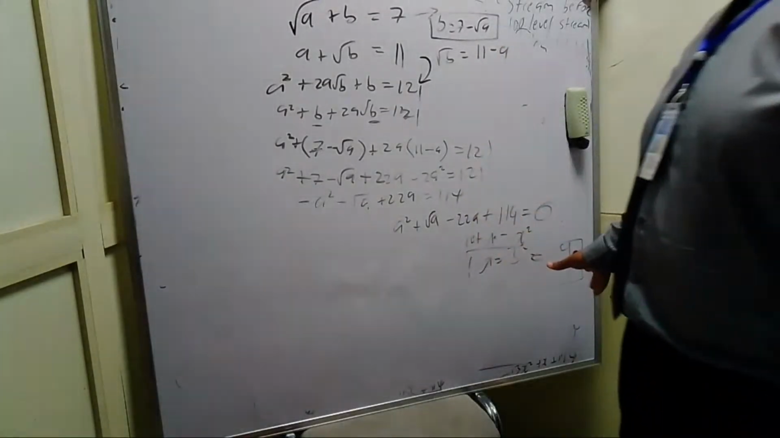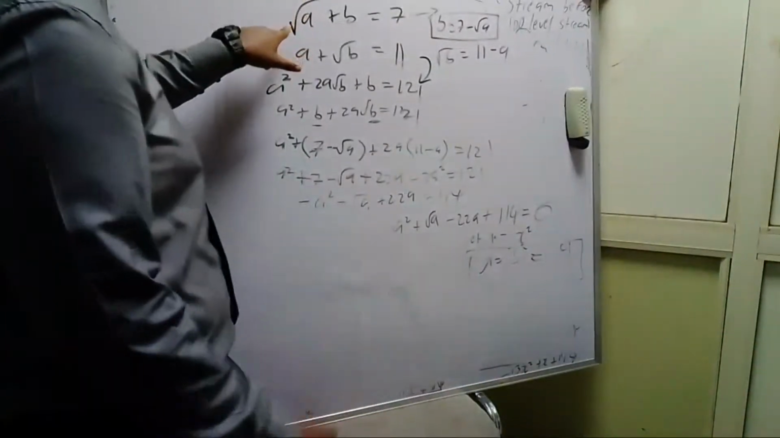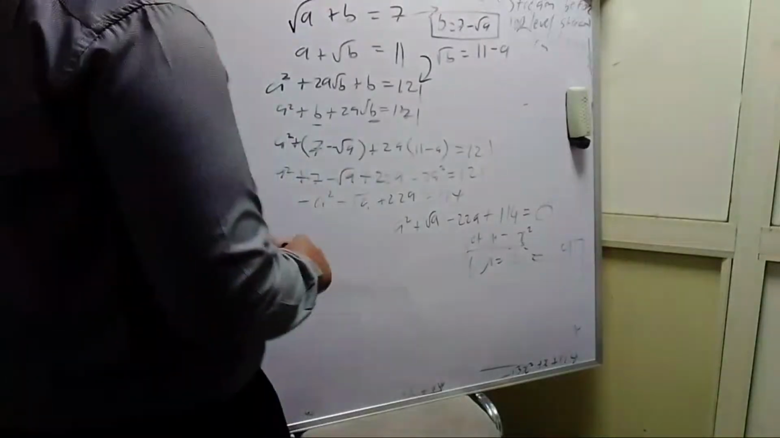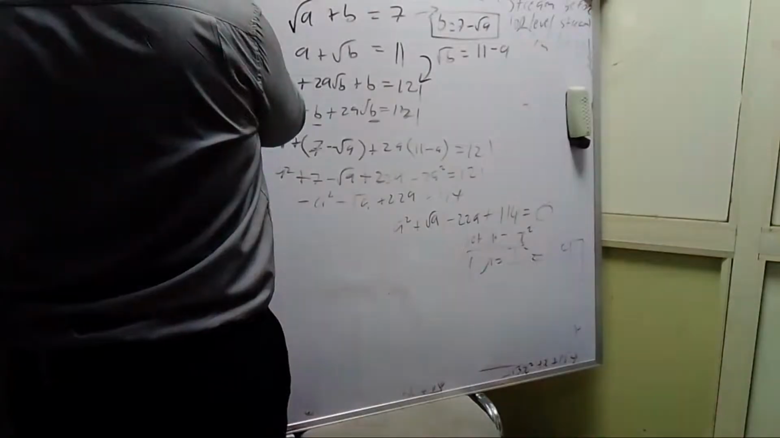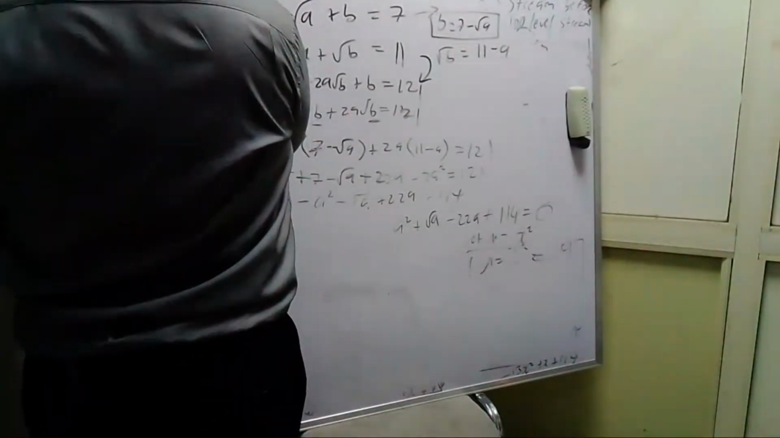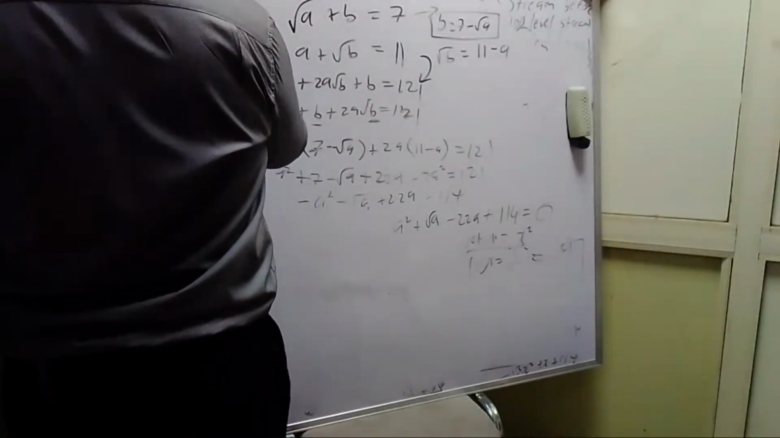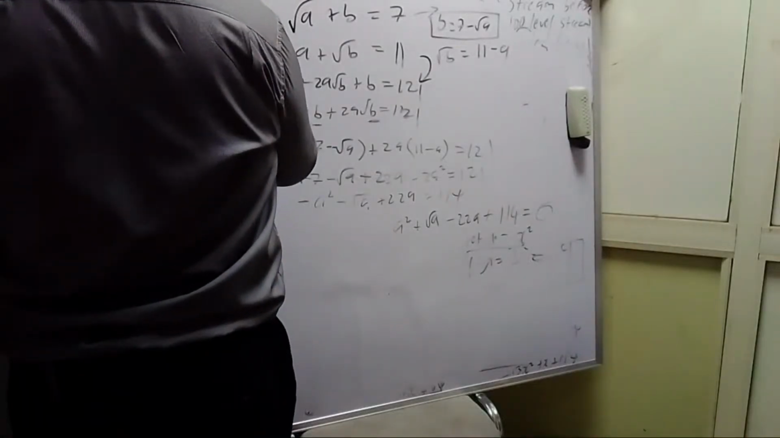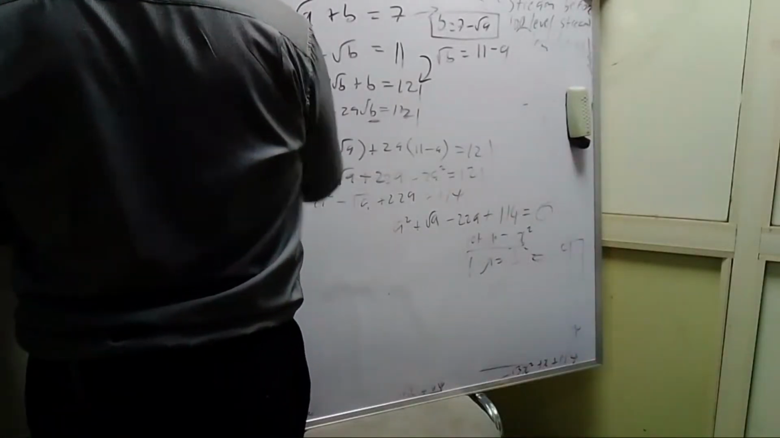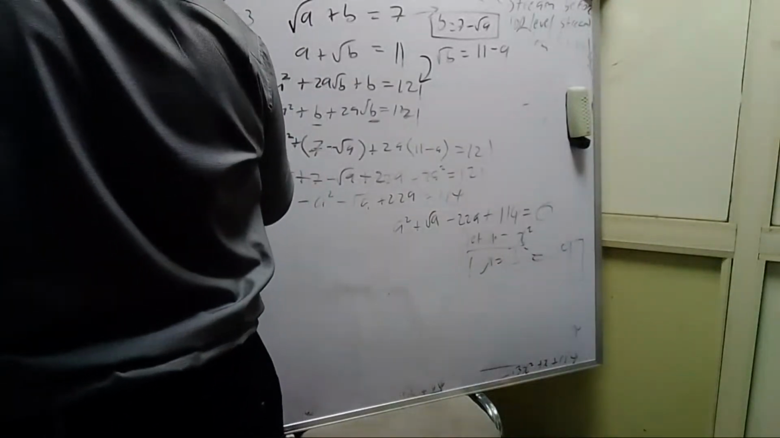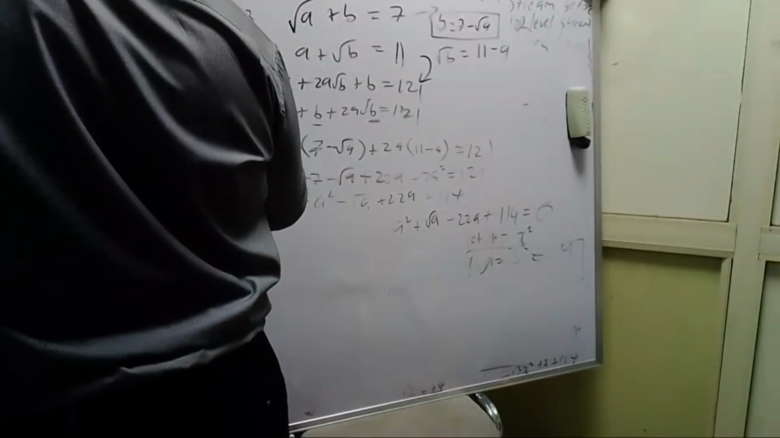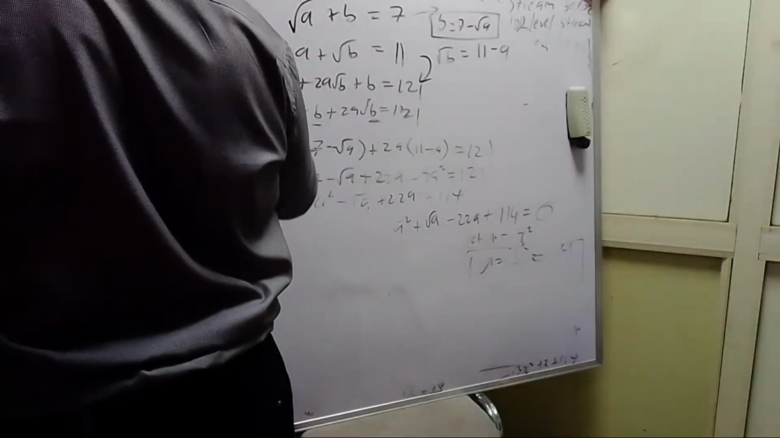But now that we know what a is, you can put a equals 9 into any of these expressions. You can put a equals 9 into square root of a plus b is equal to 7, or a plus square root of b is equal to 11. Let's pick the first one. We have square root of a plus b is equal to 7. Square root of 9 is 3, plus b is equal to 7. So b is equal to 7 minus 3, b is equal to 4. So we have a, b is equal to a is 9 when b is 4.